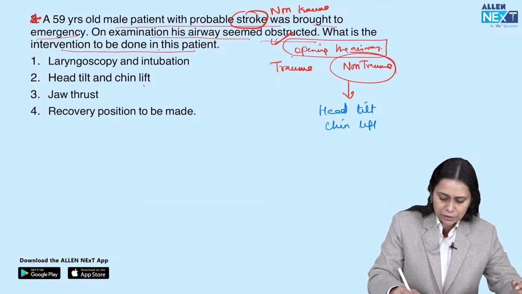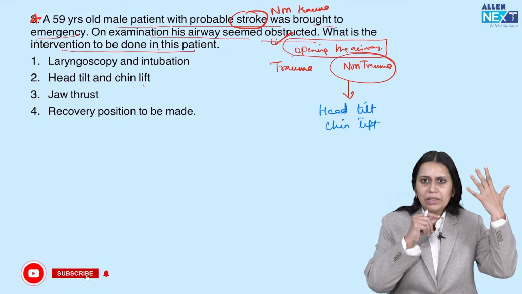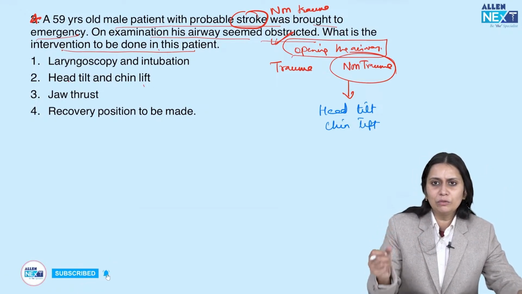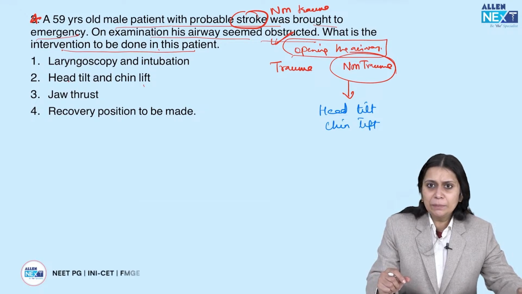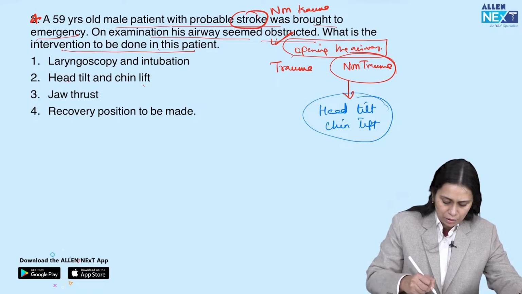Head tilt, chin lift. With one hand we tilt the head backward and with the other hand we lift the chin forward. This pulls the tongue, which is the main culprit in these patients to cause obstruction. So, the non-trauma patient. And in trauma patient, we go for something called jaw thrust.